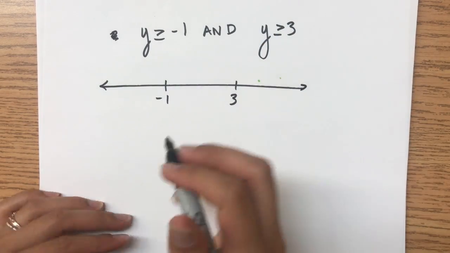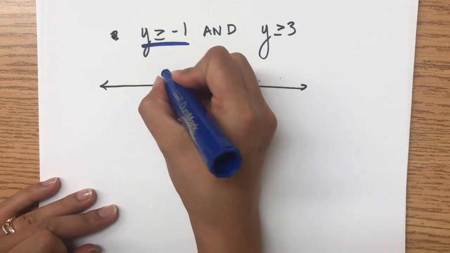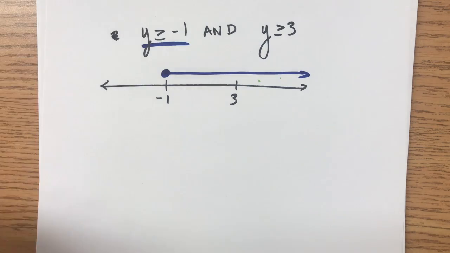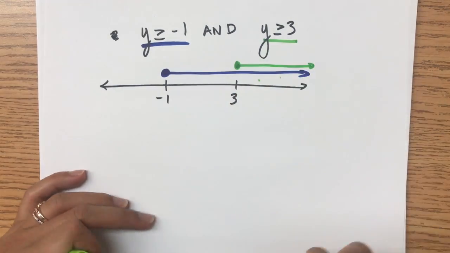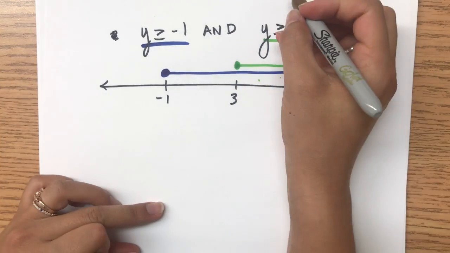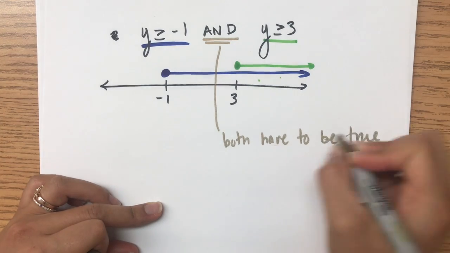This one's a little bit tricky. So if I graph y is greater than or equal to 1 in blue here, it's going to be a closed dot going to the right. But I'm also going to graph y is greater than or equal to 3 in green. Now I notice that there's actually only one place where both overlap, right? Both have to be true because this is an and.